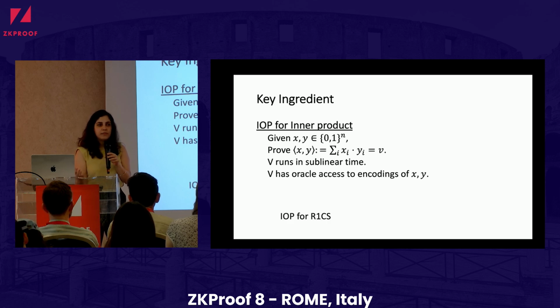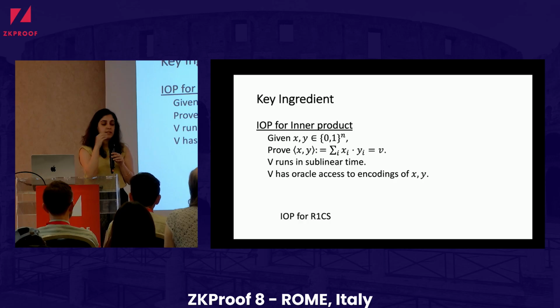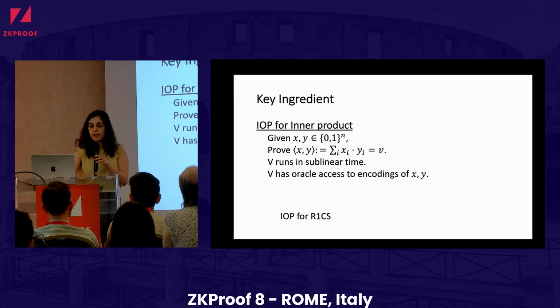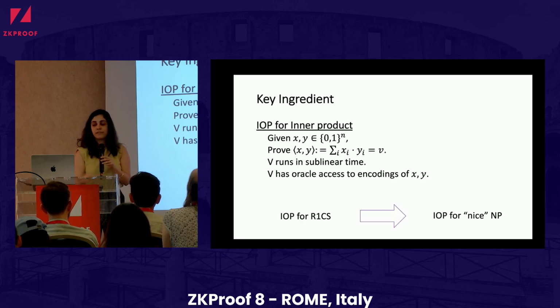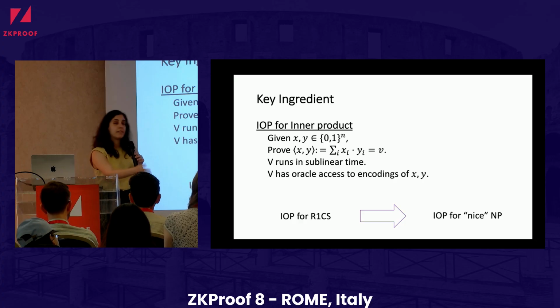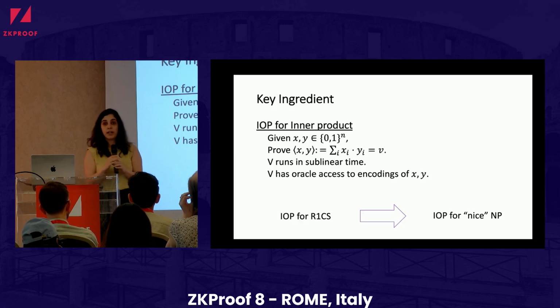And why is this useful? Well, if we have a linear prover that can prove this, then we can get a linear prover for rank 1 constraint satisfaction, which will give us IOPs for specific rank 1 constraint satisfaction instances, which give an IOP for nice NP.